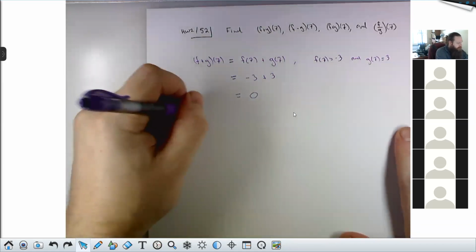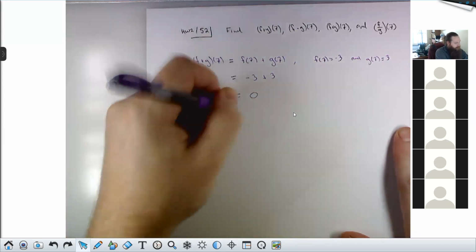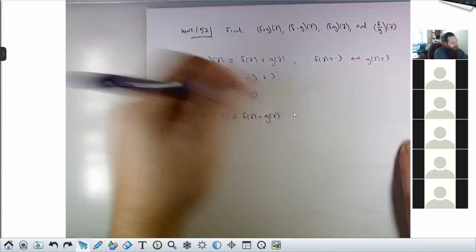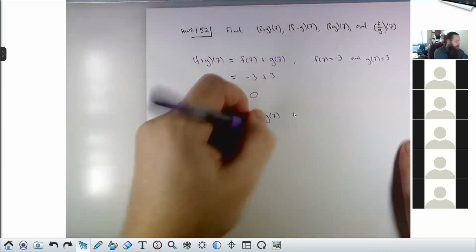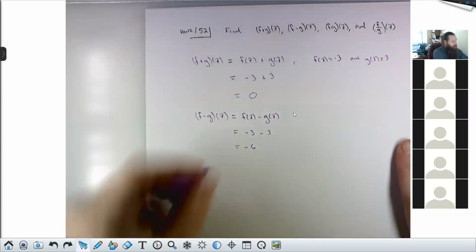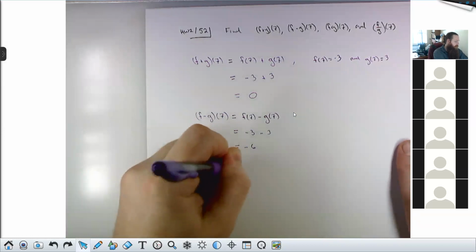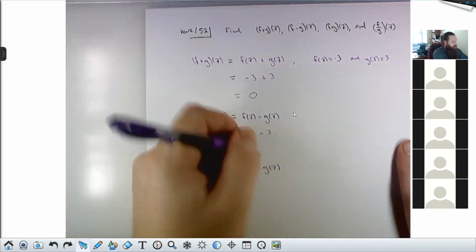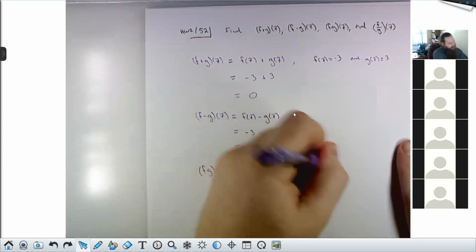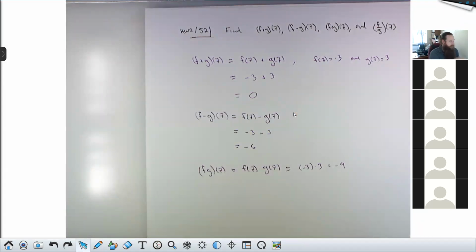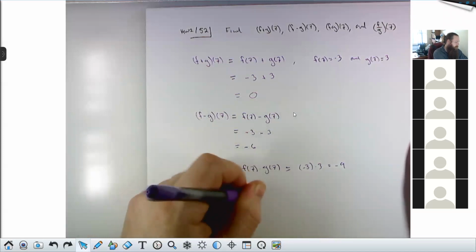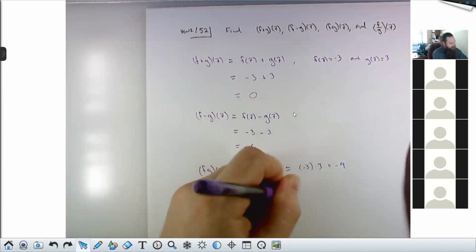What about f minus g of 7? Well, that would be f of 7 minus g of 7. F of 7 is still -3, minus g of 7 is +3. So that's -3 minus 3, which is -6. And we'll continue like this. F times g of 7, by definition, is f of 7 times g of 7. I'm going to use some of the space over here. So that's -3 times +3, which is -9. And then lastly, f over g of 7 is by definition f of 7 over g of 7, which would be negative 3 divided by positive 3, which is negative 1.